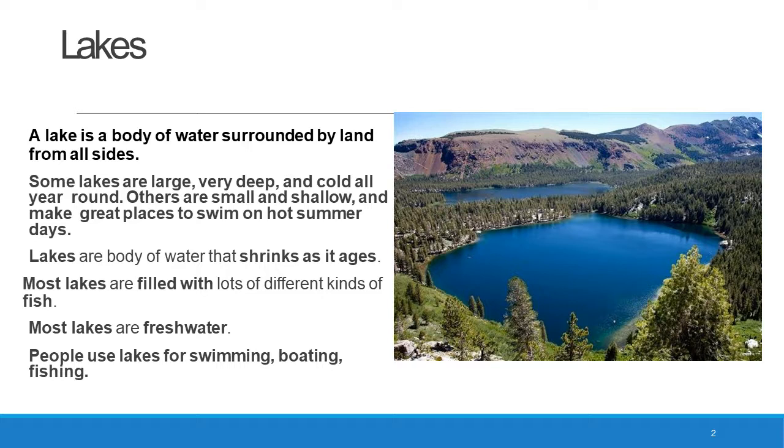Some lakes are large, very deep, and cold all year round. Others are small and shallow and make great places to swim on hot summer days. Lakes are a body of water that shrinks as it ages. It means the size of the lake will become smaller. Most lakes are filled with lots of different kinds of fish.